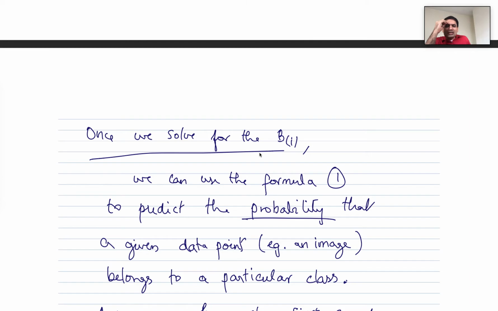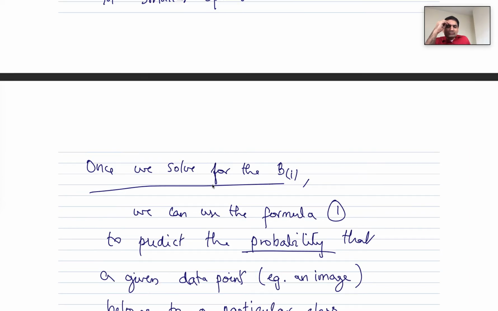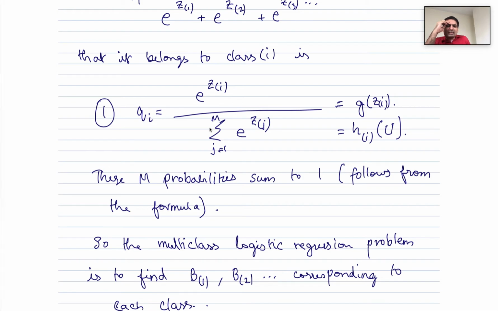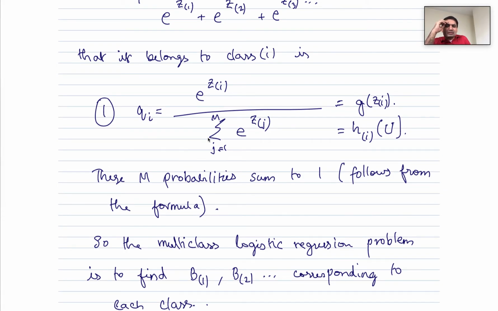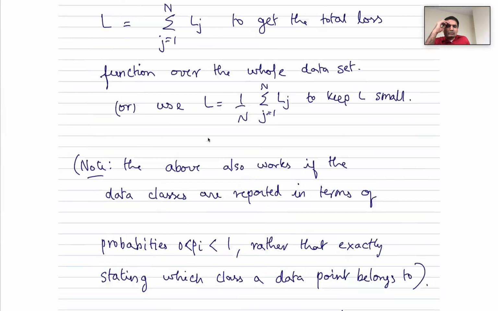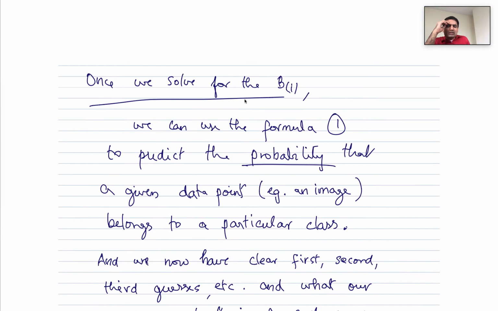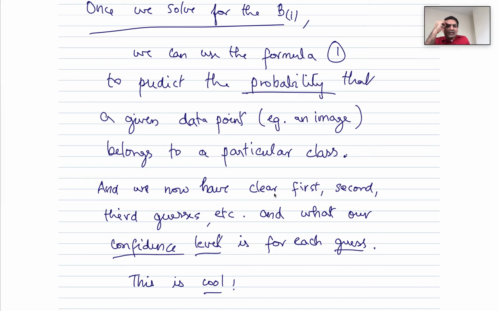Once you solve for B, we can then use formula 1. So just recall what the formula is. This formula gives you the predicted probabilities. Once we solve for all the B_i's, you can use that formula 1 to predict the probability that a given data point, for instance an image, belongs to a particular class. Because that formula will give you a probability for each class, like given an image, the probability that it belongs to class 1, class 2, class 3, etc. And all the probabilities will actually sum to 1.